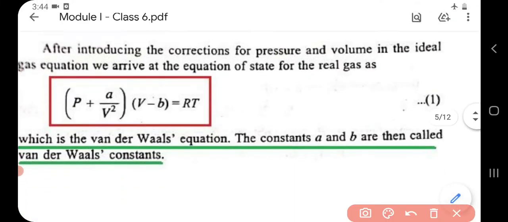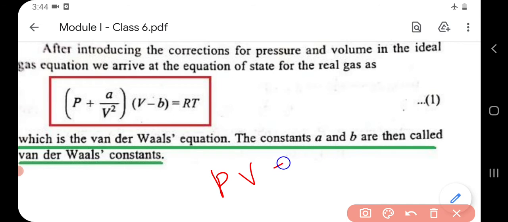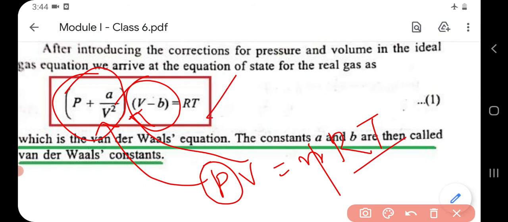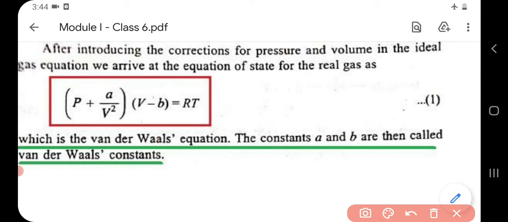So our ideal gas equation, PV equal to nRT, after including the correction terms, becomes: in place of P we write P plus a by V square, and in place of V we write V minus b. This is the corrected expression for pressure and volume, and n is taken as 1, so RT. So PV equal to nRT, the ideal equation, has now become P plus a by V square, times V minus b, equal to RT, and that is called the van der Waals equation. Here a and b are called van der Waals constants.